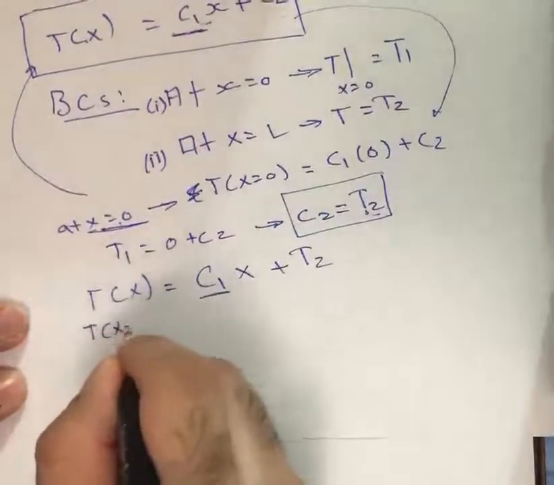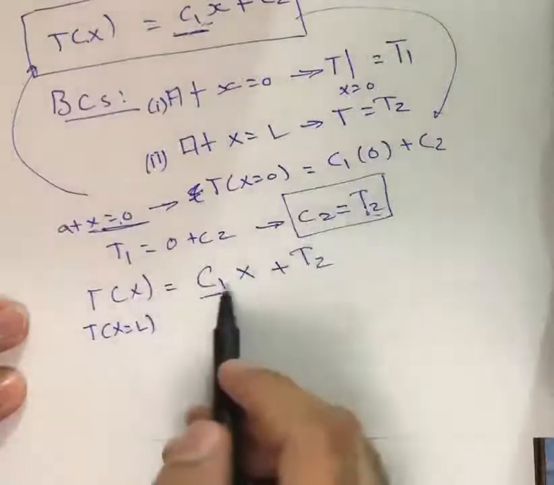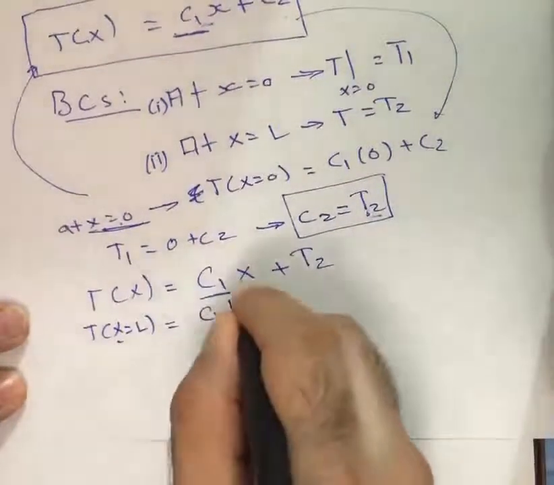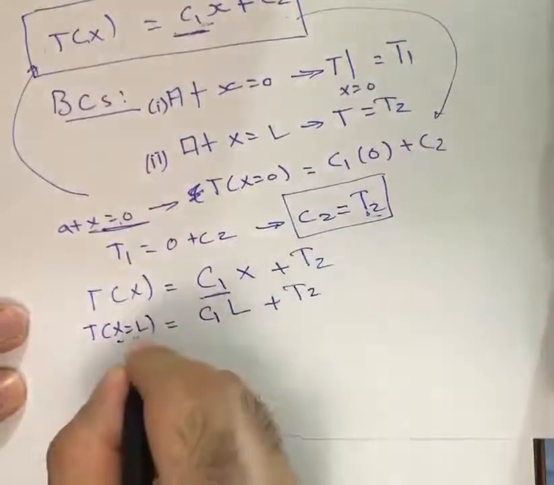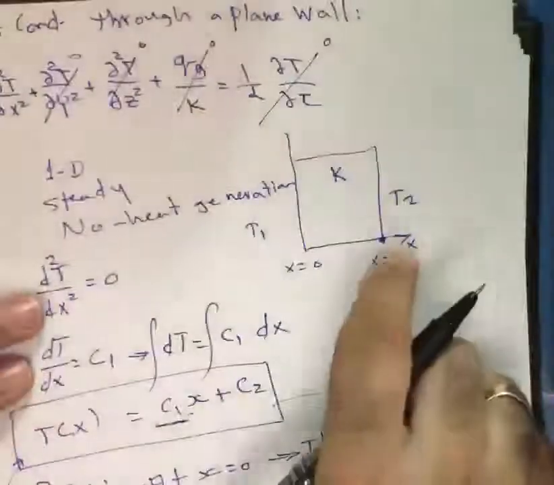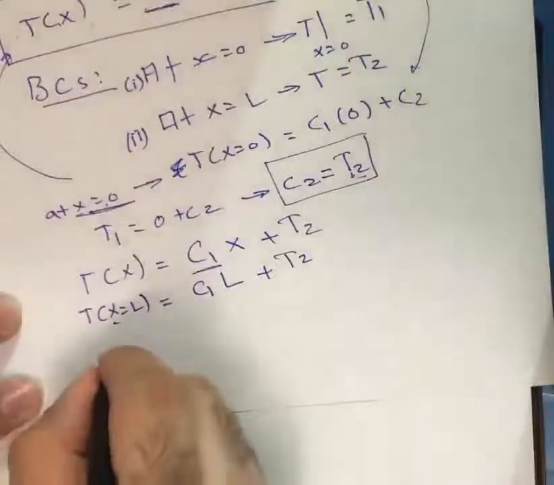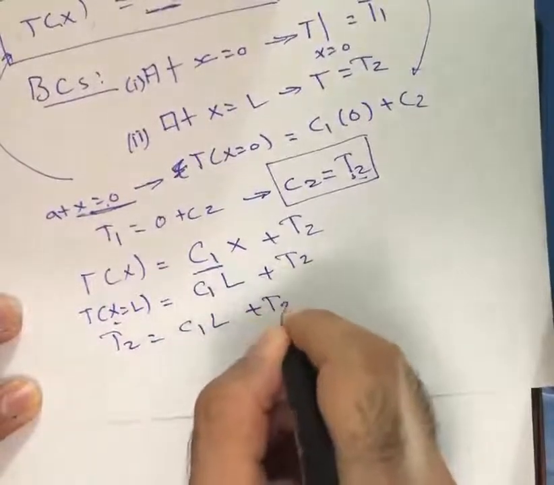At x equal to L, I will substitute the second boundary condition into the general solution equal to C1. X here is L, so I will replace this x by L plus T2, so that the temperature at this wall at x equal to L is T2. So I will write T2 equal to C1L plus T2.